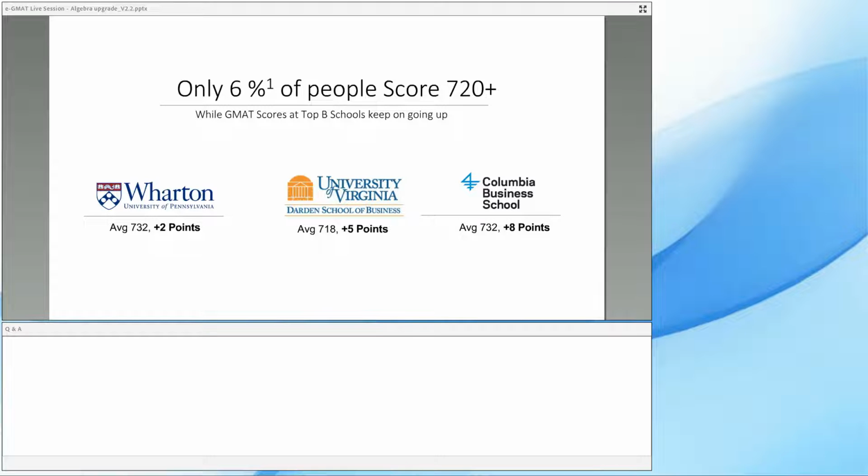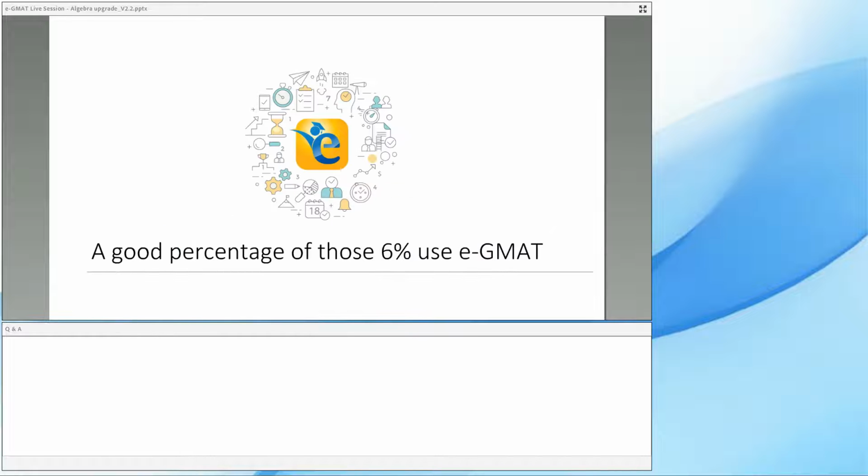The importance of the GMAT at top B schools has been going up, as you can see that more and more B schools are aiming for candidates who score high. The median scores, and this is data from this year, at Wharton, Darden, as well as Columbia have gone up tremendously. And given the already high starting point, even a minuscule improvement is a huge increase in this context.